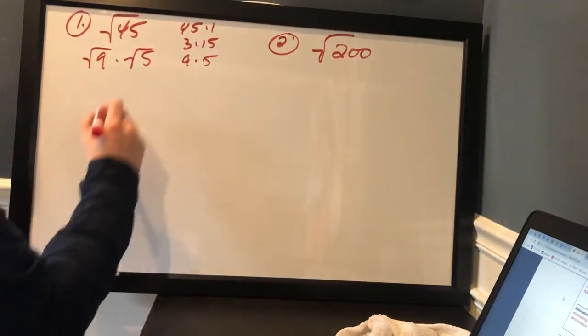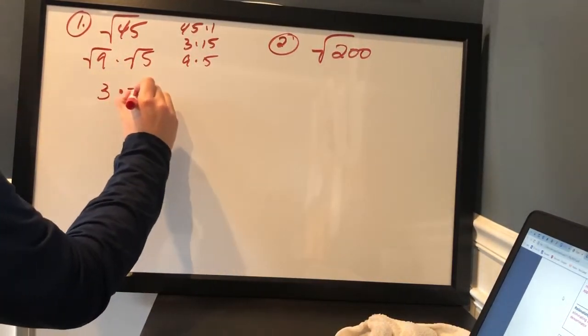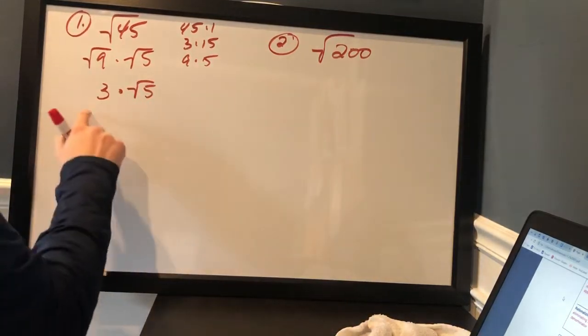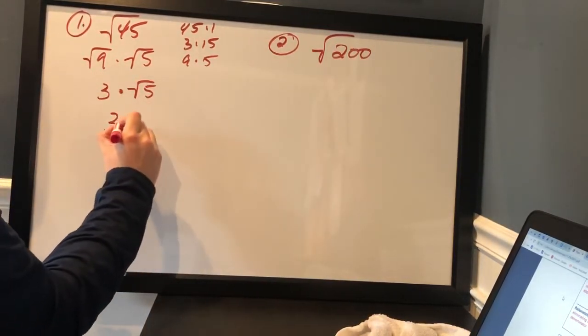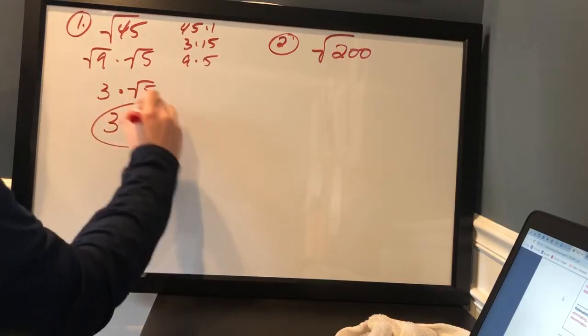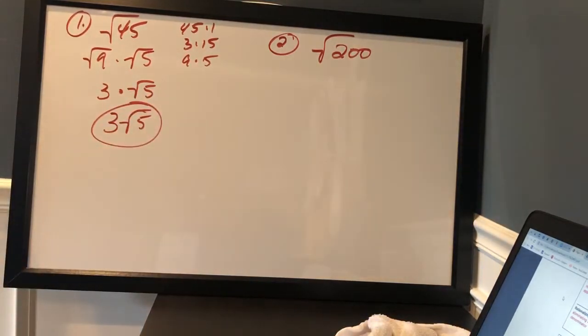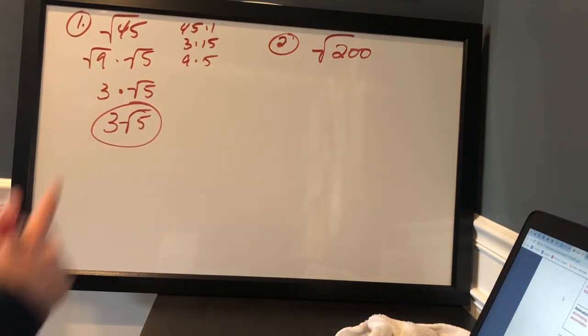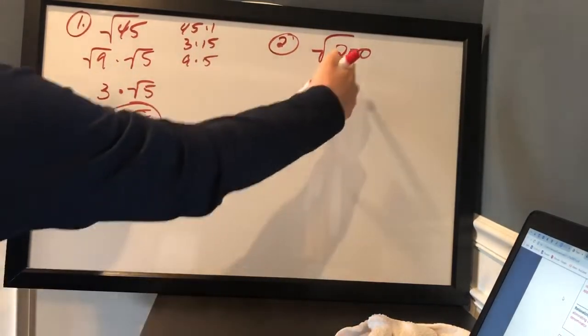Square root of 9 is 3. Square root of 5 stays the square root of 5. There's nothing else I can simplify, so I leave my answer as 3 radical 5, or 3 the square root of 5. Okay?